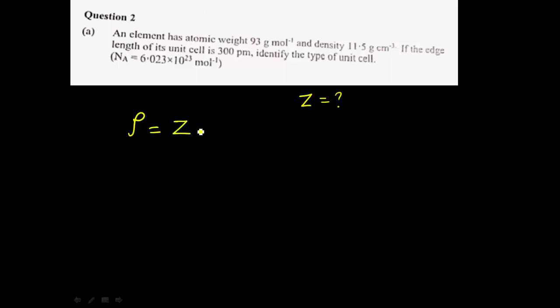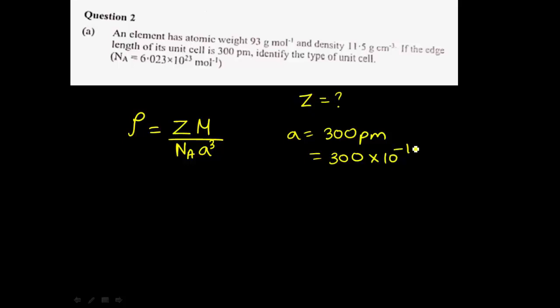The density is equal to Z into molecular mass upon Avogadro's number into the volume. a is the edge length, which is given. Pretty cool. Okay, the length of the unit cell is 300 pm. So we have a as 300 pm. Now 1 pm means 10 to the power minus 12 meters, and that is equal to 10 to the power minus 10 centimeters. So we have 300 into 10 to the power minus 10 centimeters, right? And the density we have is 11.5 gram per centimeter cube.